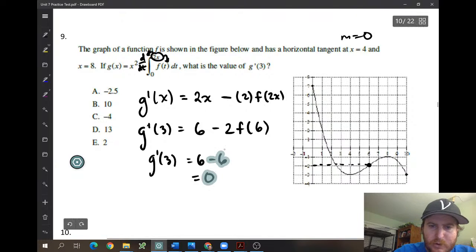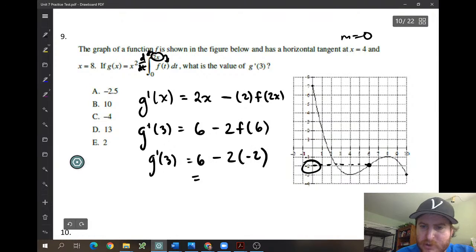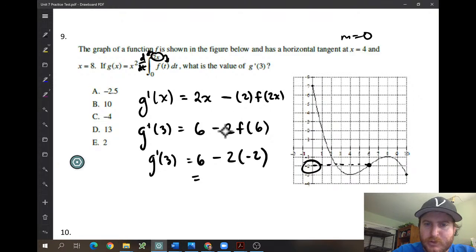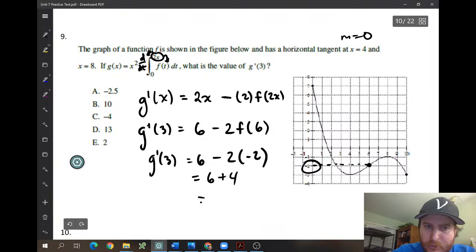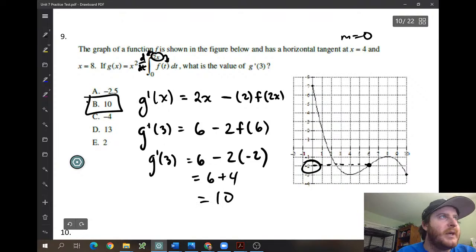Oh, yeah, I don't know what I'm doing. Okay, the y value is negative 2. So minus 2 times negative 2. I don't know what the heck I just did. I don't know how I got 6 there. I plugged in the x. So f of 6 is negative 2. It's been too long of a day. So 6 minus 2 times the y value, which is negative 2, would be 6 plus 4, which is 10. So the choice is B.